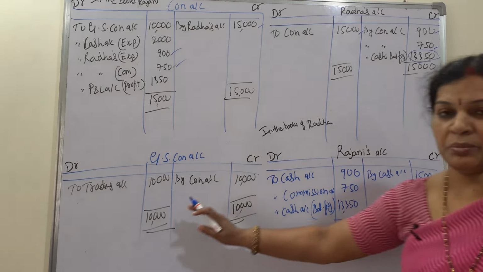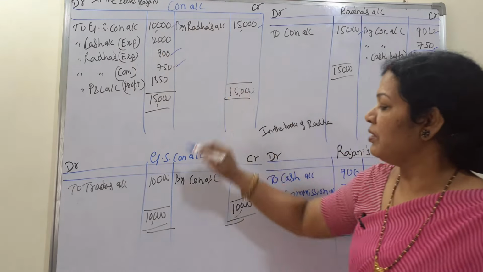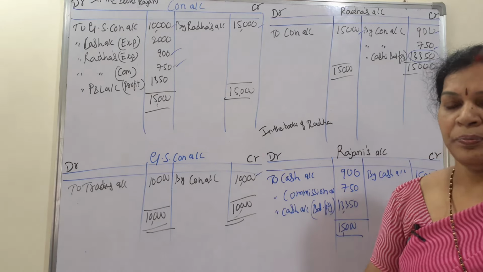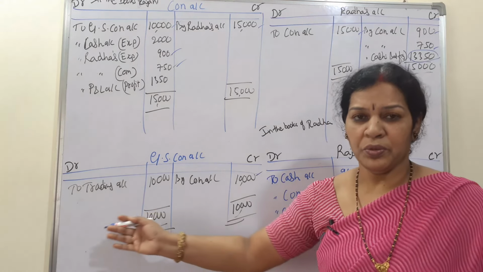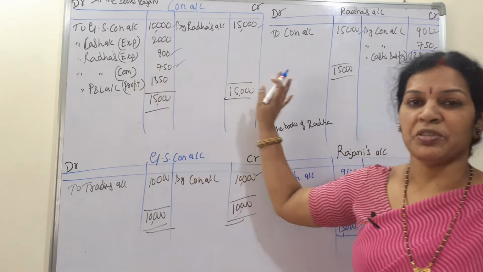Then after that, the goods sent on consignment account. Debit we have 10,000, that is transferred to the credit side. Nothing else to write. So we are transferring this amount to the trading account. This is in the books of the consignor.